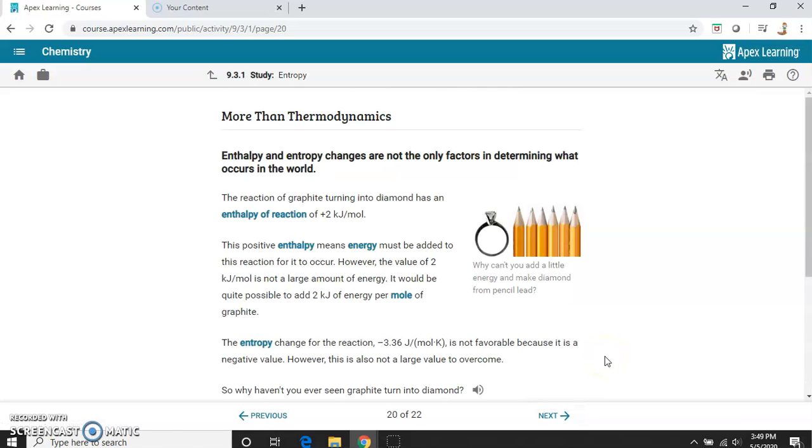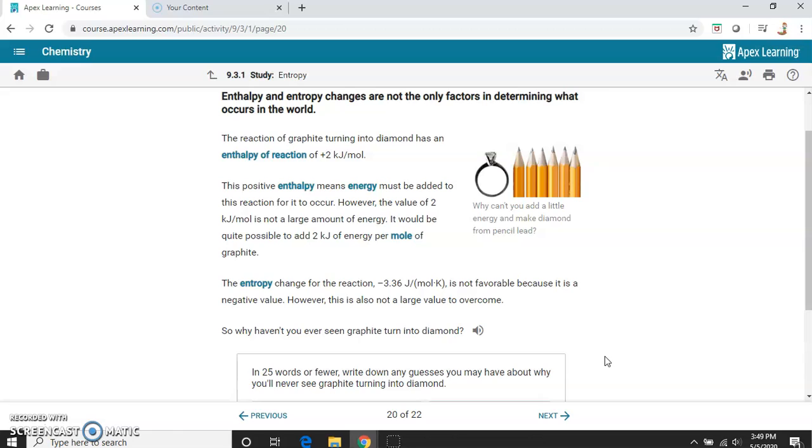Last but not least, this is not the only thing. Enthalpy, which was from before, and entropy are not the only factors in determining what occurs in the world. We know the enthalpy of reaction to turn graphite into diamond is just adding 2 kilojoules per mole. That value of 2 kilojoules per mole is not a large amount of energy. So realistically, you could add just a little bit. It's quite possible to change this lead, just looking at enthalpy, into the diamond.